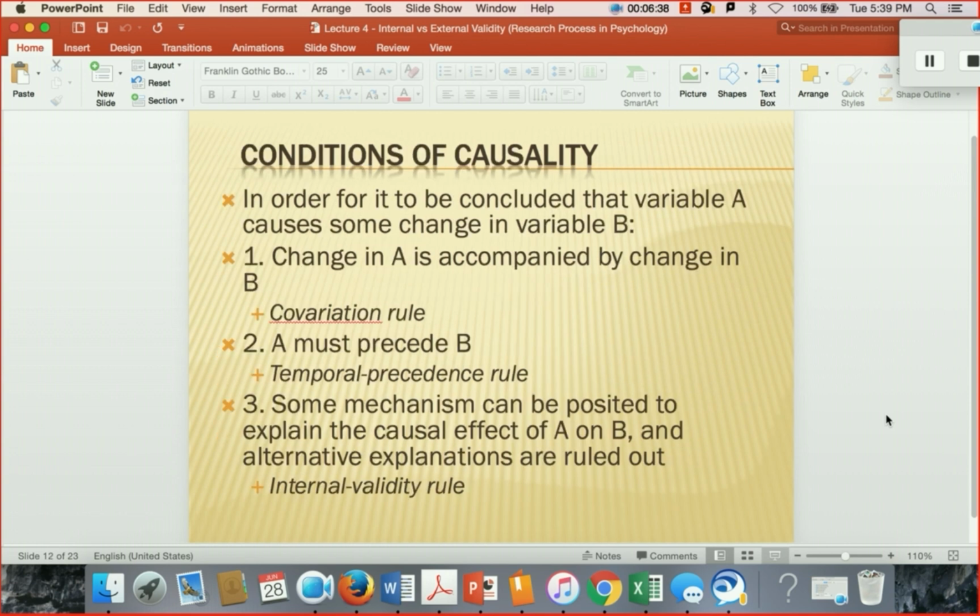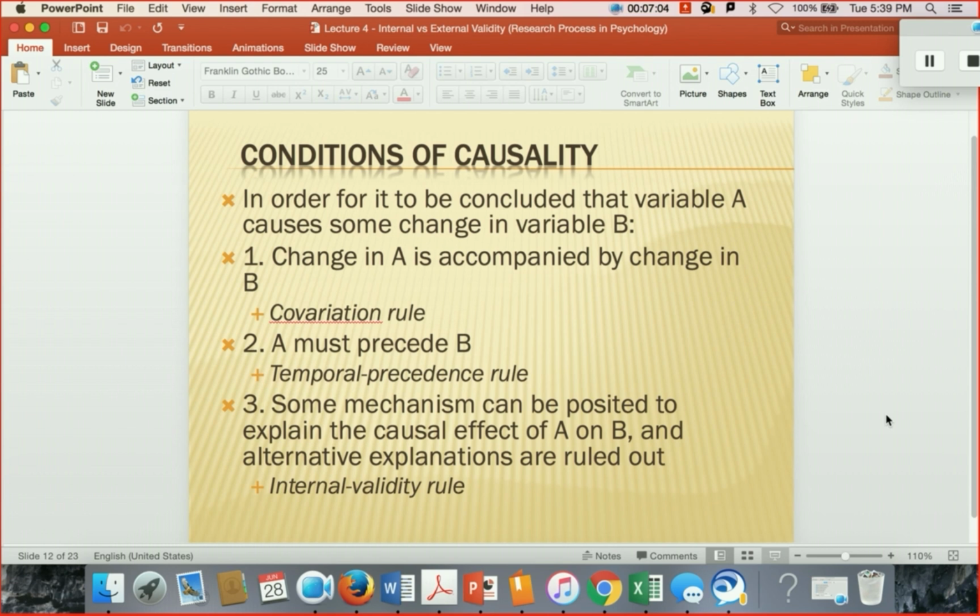So when we think of the conditions of causality, here are our 3 conditions of causality one more time. Very, very important. I've probably mentioned them, like 4 times during the 4 weeks that we've had class. They are probably going to come up on the exam. Probably. They will come up on the exam. So here are the 3 conditions of causality.